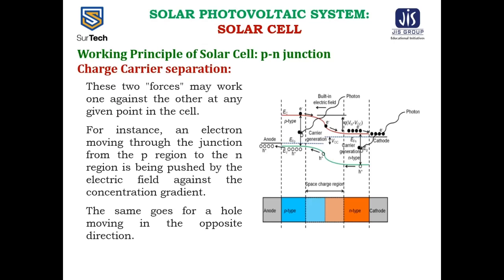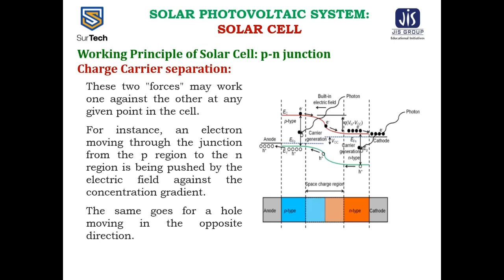These two forces may work one against the other at any given point in the cell. For instance, an electron moving through the junction from the p region to the n region is being pushed by the electric field against the concentration gradient. The same goes for a hole moving in the opposite direction.